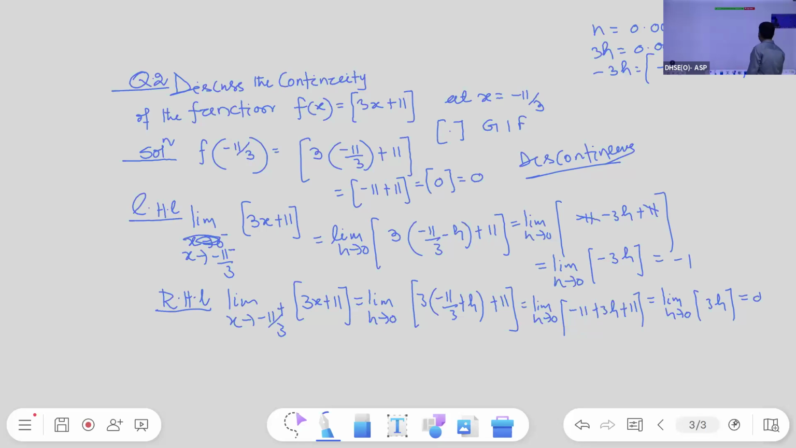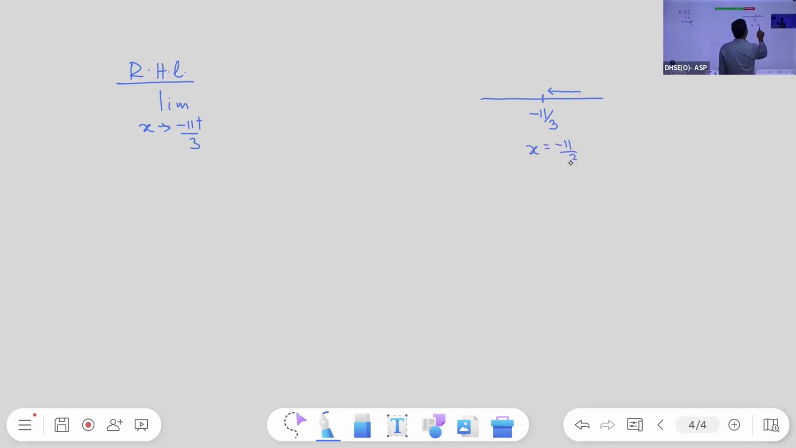That is the right hand limit of the function. Okay. Right hand limit, RHL, x extending towards minus 11 by 3 plus. First of all, we have to know what minus 11 by 3 plus means. Suppose this is the number line, and this is the point minus 11 by 3. Minus 11 by 3 plus means x is approaching minus 11 by 3 from the right hand side. That means x is very close to minus 11 by 3 and just greater than minus 11 by 3. So we can take x equal to minus 11 by 3 plus h, where h is a very small positive number.